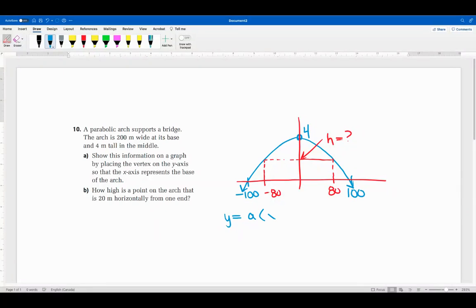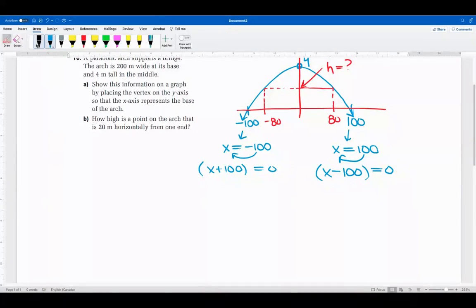Luckily, we have the x-intercepts, right? So imagine if this x is negative 100. Remember how in class we talked about how we can move it over to the other side? And then this is one of our bracketed terms. And we can do the same thing here, and this is another one of our bracketed terms. So our equation so far is this: x plus 100, x minus 100.